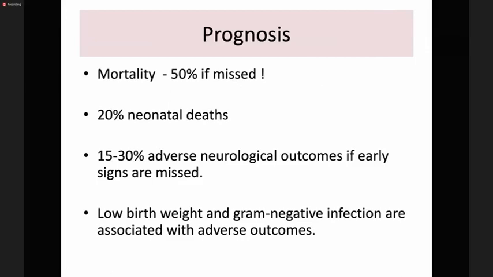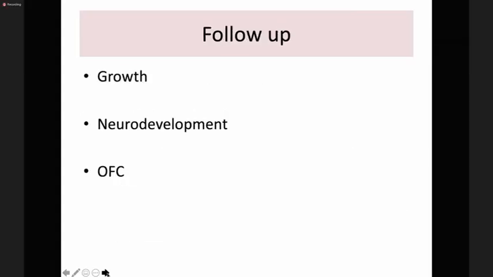So prognosis: the mortality is more than 50% if you miss sepsis, right? Or with late diagnosis, if you miss it, it might be 100% actually. So it results in a lot of neonatal deaths. 1/3 may have abnormal neurological outcomes if the diagnosis is delayed or missed. And smaller babies and gram-negative infections are associated with adverse outcomes.